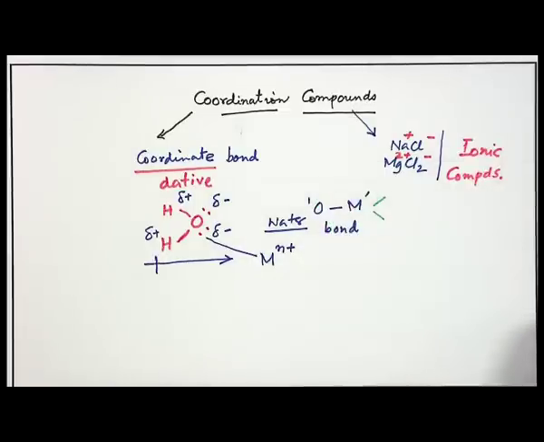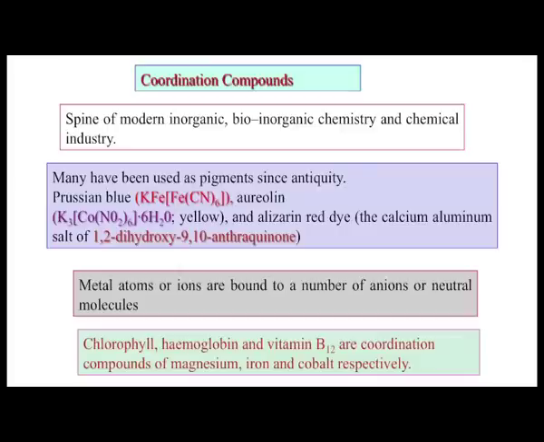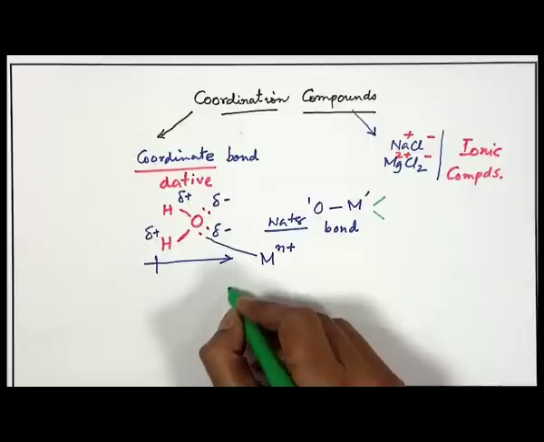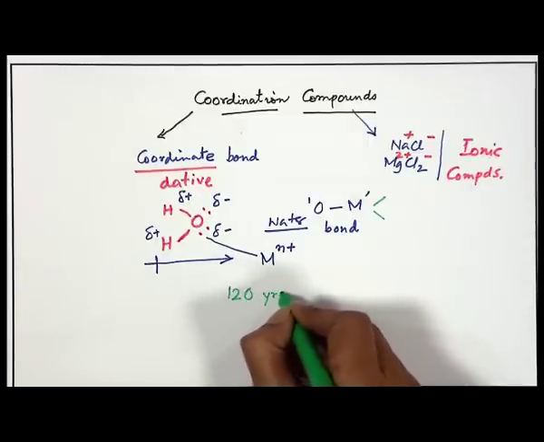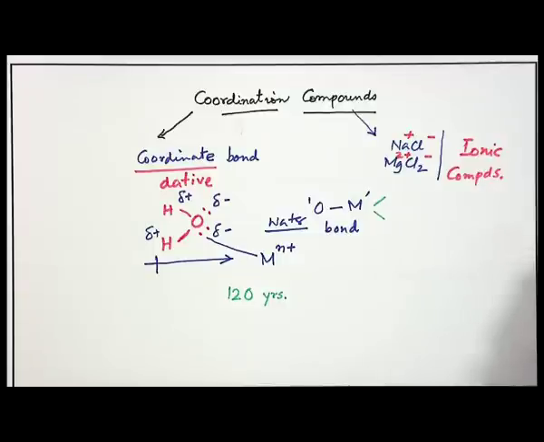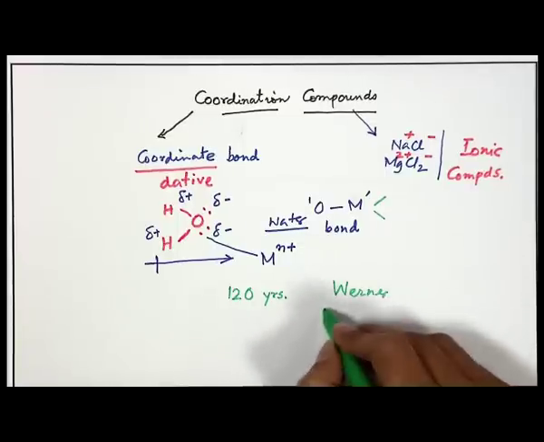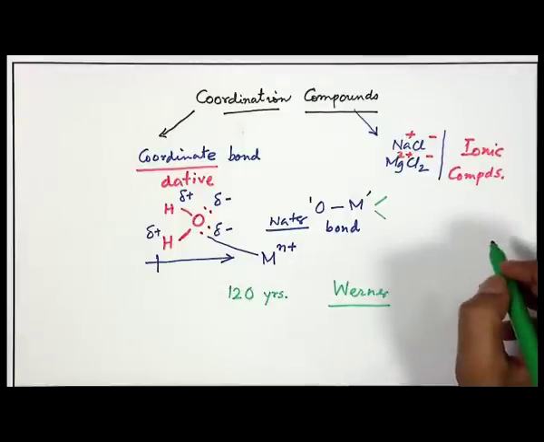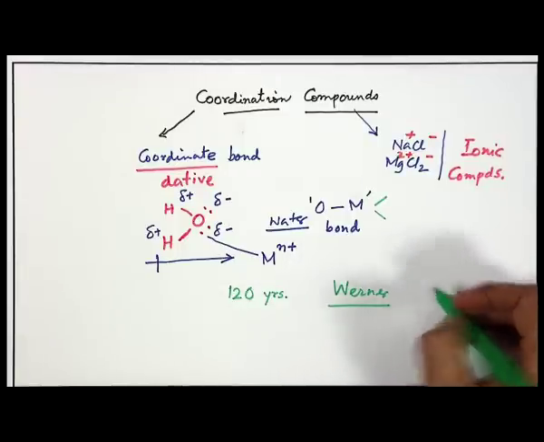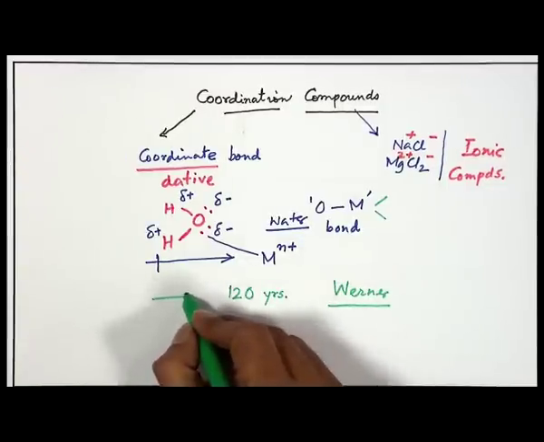So we are leading towards something where we are able to get coordinate compounds or coordination compounds. We can develop a chapter devoted to coordination compounds, and it is typically the backbone, the spine, the main thing for modern inorganic chemistry. It is the latest development, typically over the last 100 to 120 years, following Alfred Werner. Alfred Werner studied all these compounds during the 1890s.